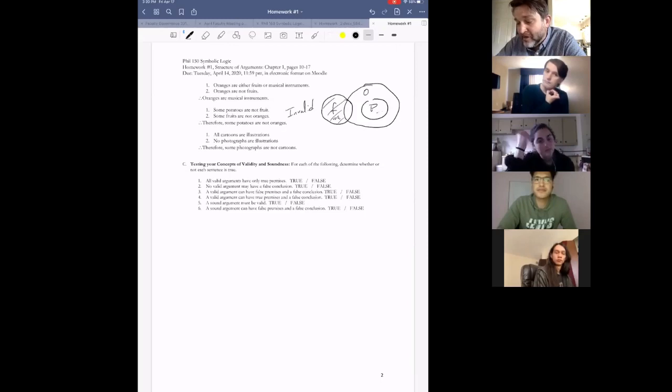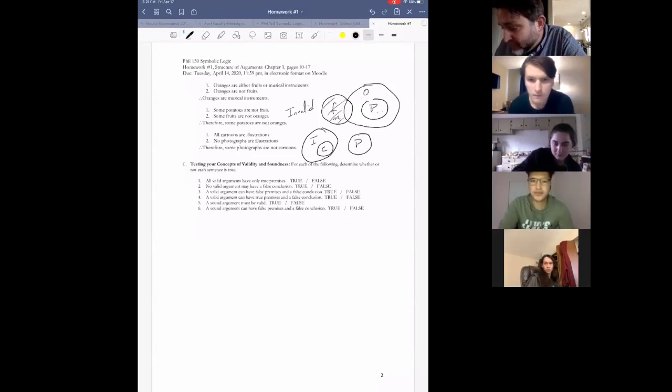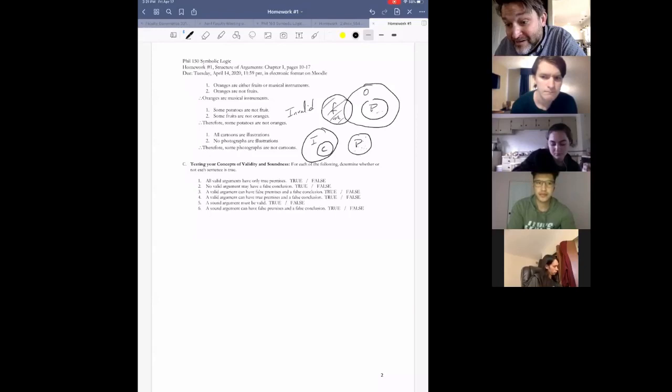Okay, all cartoons are illustrations, right? So we have illustrations and cartoons. All cartoons are illustrations. No photographs are illustrations, totally separate class. Therefore, some photographs are not cartoons. And that seems to be the case. All the things that make up this category, in fact, are not cartoons. Right? If all photographs are not cartoons, then some photographs are not cartoons. So this argument is valid.